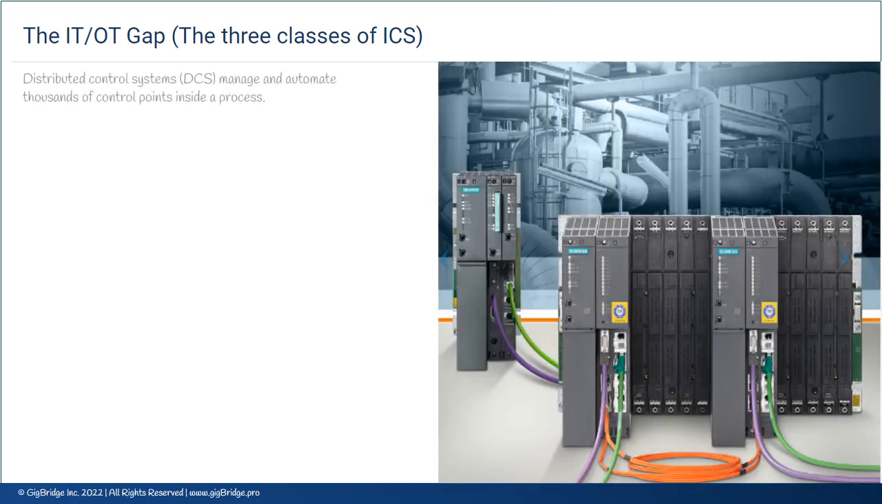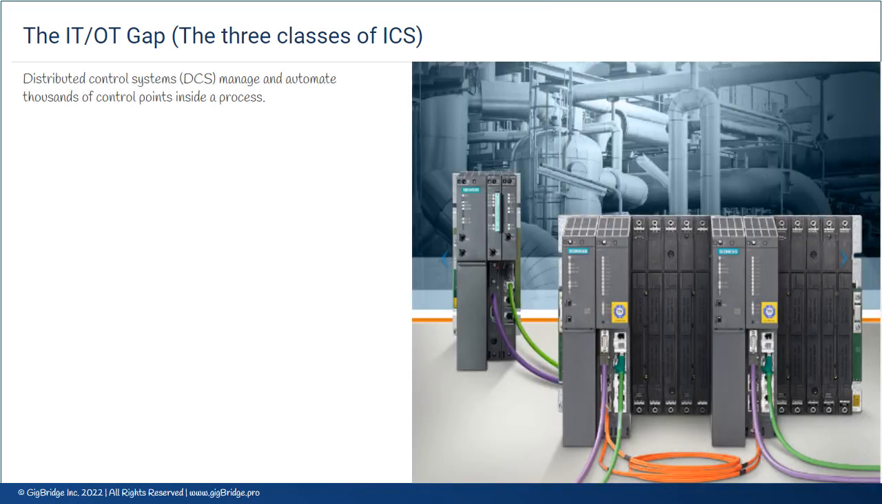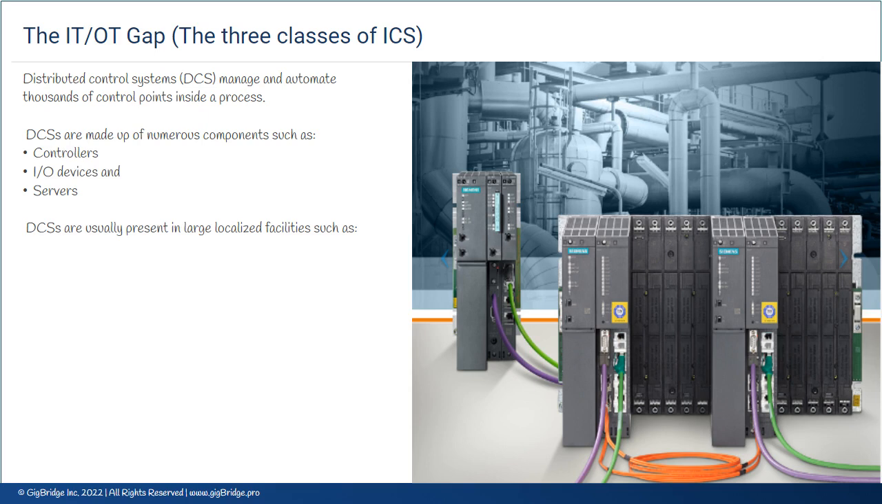DCS. Distributed control systems, DCS, manage and automate thousands of control points inside a process. DCSs are often made up of numerous components, such as controllers, I/O devices, and servers. These are usually present in large localized facilities like oil and gas refineries, chemical, pharmaceutical, and power generation plants.